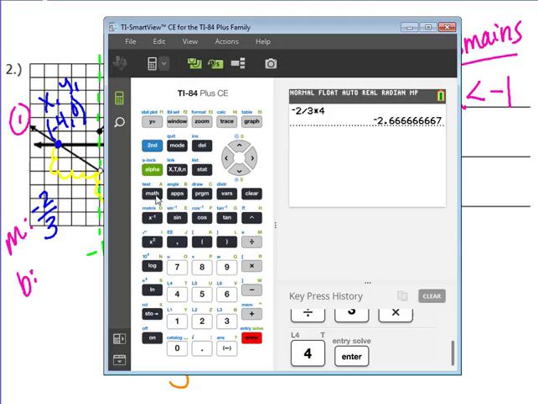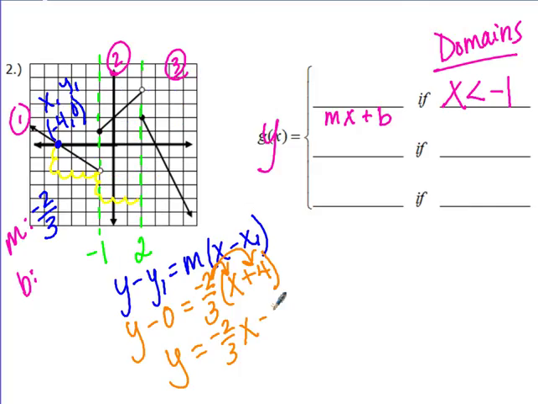And we could always go math, enter, enter, and turn it into a fraction. I do not care which way you represent it, either way. So let's go ahead and use -2.6 repeating, or -2.7. So this piece right here, we're going to go ahead and write up on our line. -2/3 x minus 2.7, or you could have written it as -8 over 3.